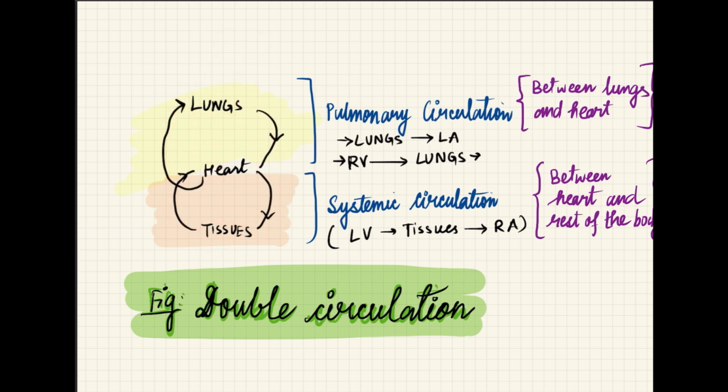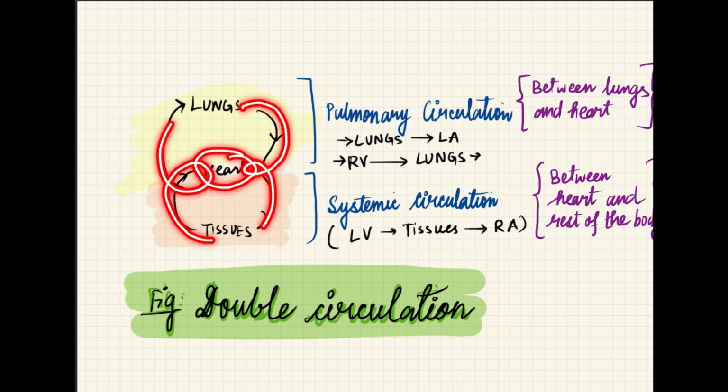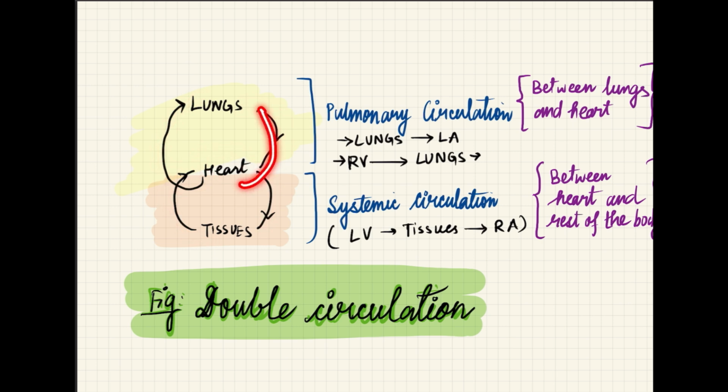So what do you observe here? Blood has to enter the heart twice. First here, and then again from the tissues to here. Blood has to enter twice to complete one cycle, one circulation. This is called double circulation. Double circulation comprises pulmonary circulation and systemic circulation.